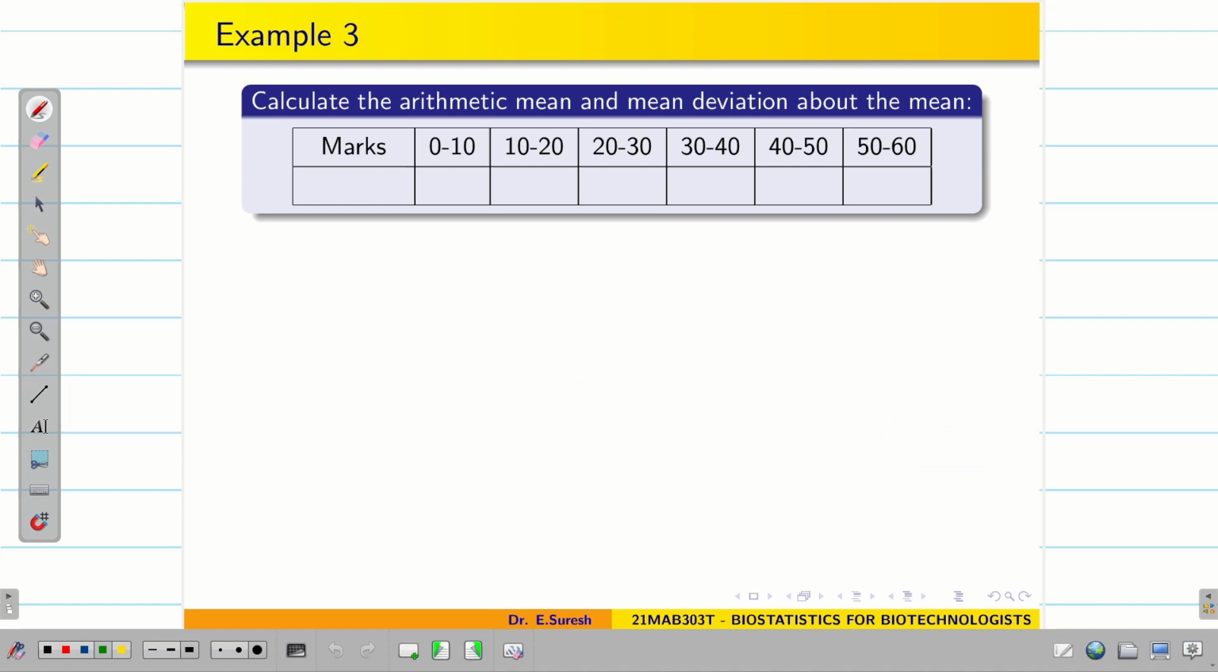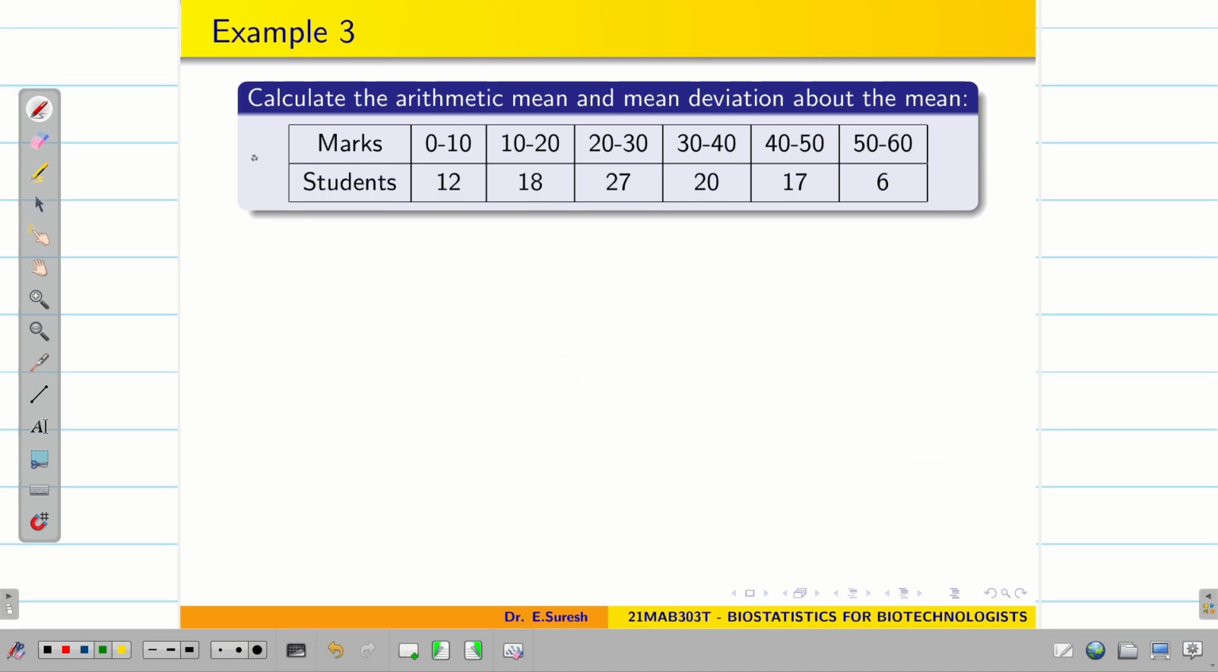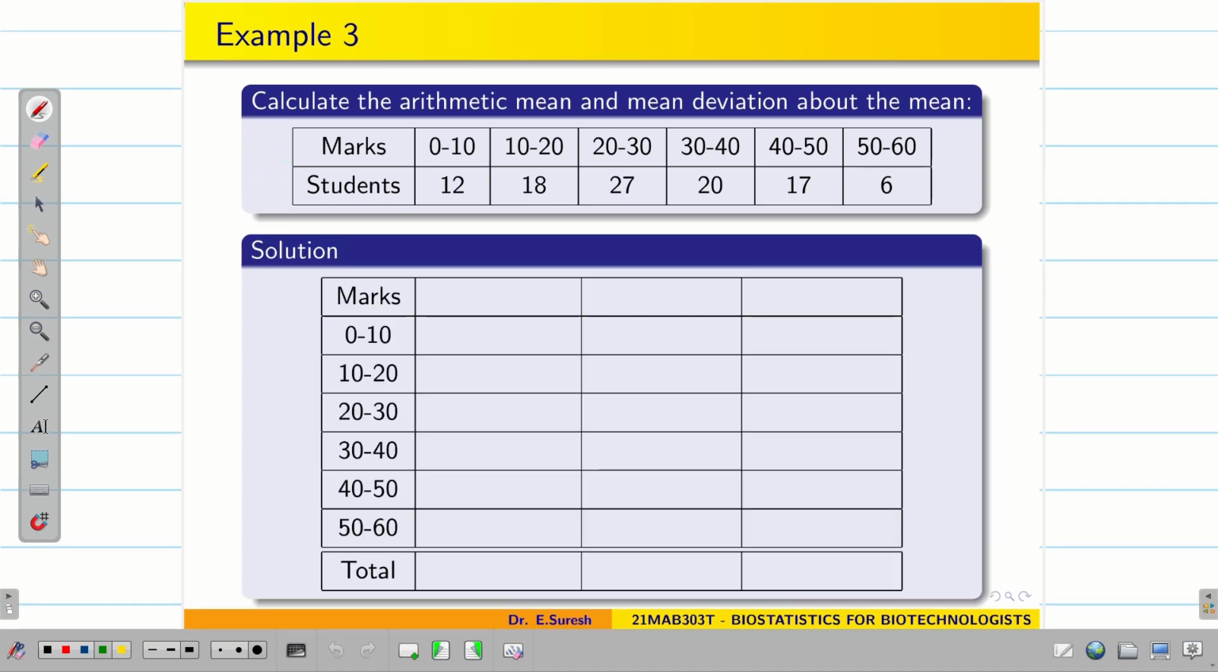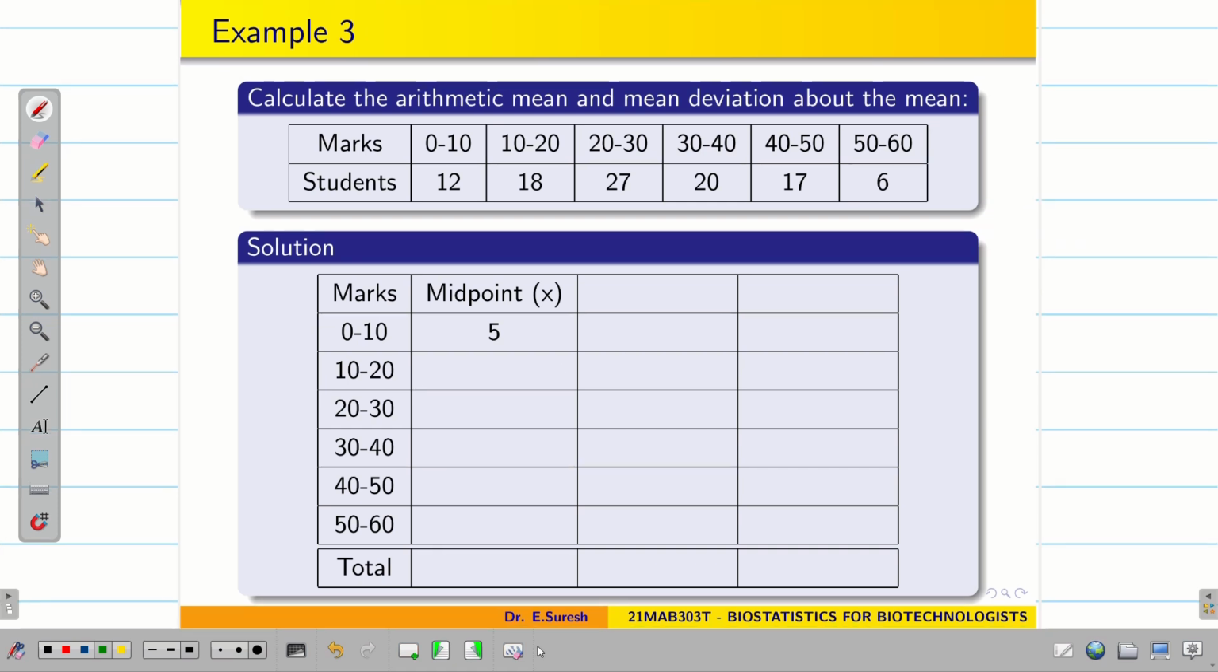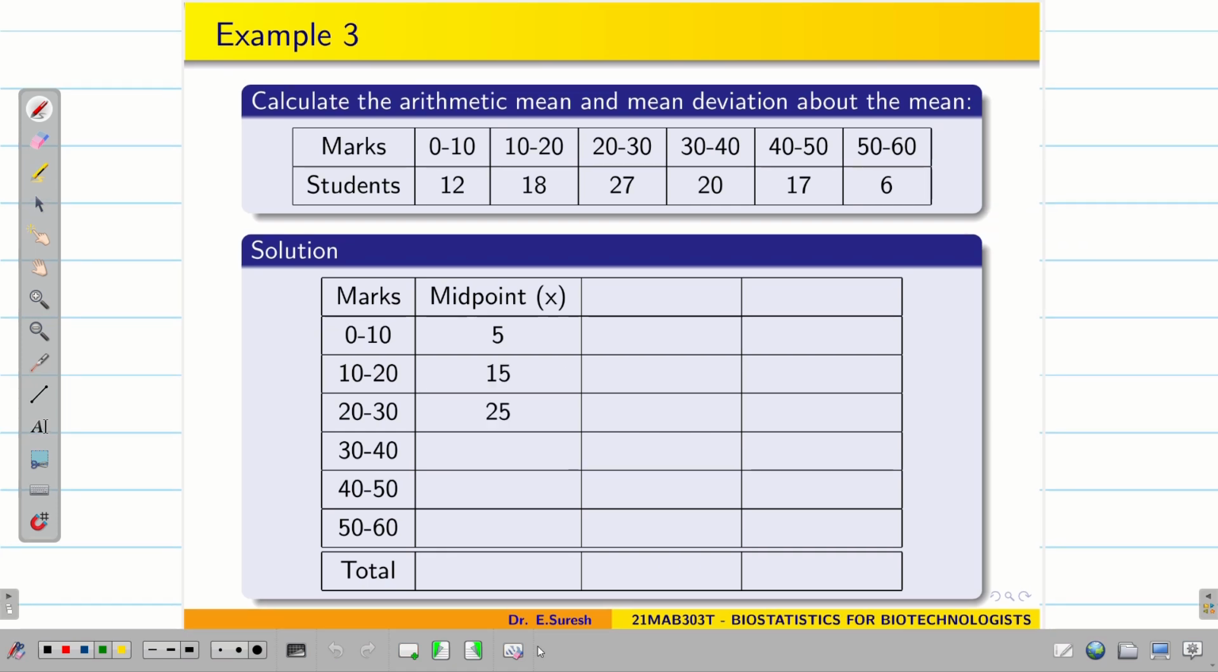Calculate the arithmetic mean. Mean deviation we can do in the future. Just now we have to find the arithmetic mean alone. Now you can see the number of students is f and marks is given in class interval. So first let us make the table. Write the intervals and we have to find the midpoint. As I said, just add these 2 values and divide by 2, or just take the average. That is going to be my midpoint here, 5. For 10 to 20, the midpoint is 15. Next one, 25, 35, 45, 55, etc.